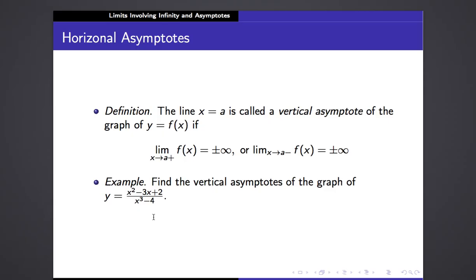Okay, so here's an example. Find the vertical asymptotes of the graph of the following rational function: y equals x squared minus 3x plus 2 over x cubed minus 4. In order to calculate that, let's go to my notepad.